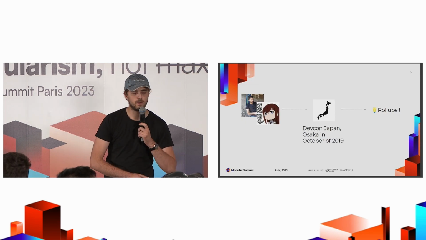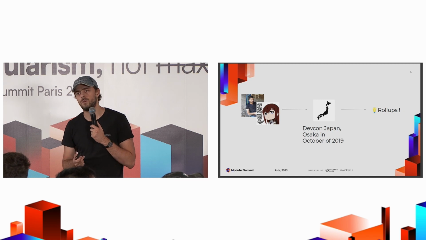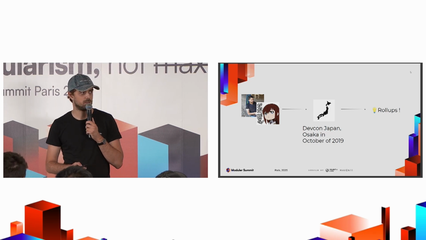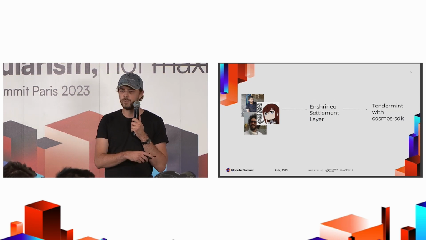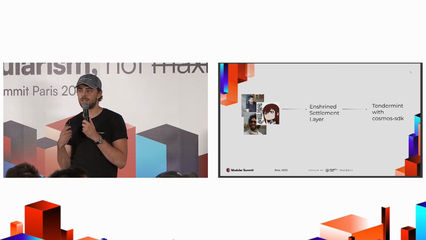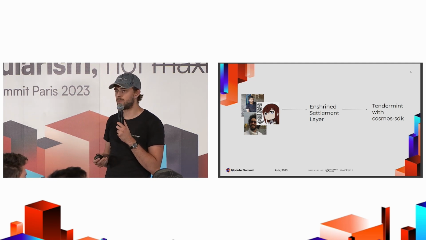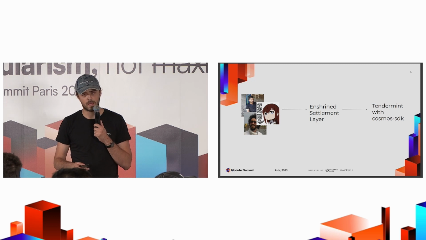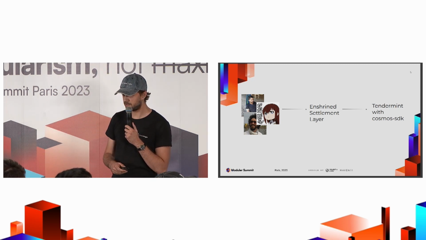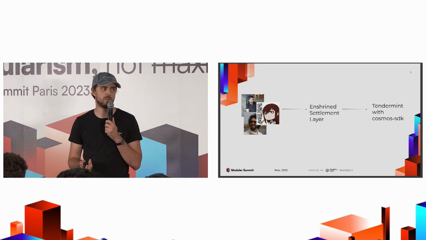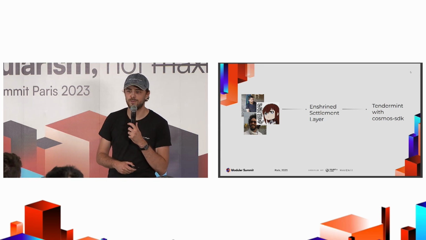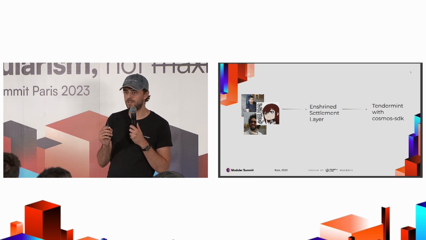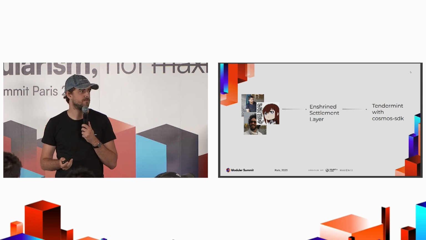John and Mustafa went to DEF CON Japan and thought about this problem, and came back with the idea that, okay, it has to be roll-ups, it always has. The trio with Ismail thought about it and said, okay, we're going to implement an enshrined settlement layer, which will be a roll-up in itself, and other roll-ups will be able to settle on this enshrined settlement layer. And the stack that they chose, it was very close to them, was Tendermint with Cosmos SDK. So here we already have the first interface, the ABCI interface that they had to integrate with.